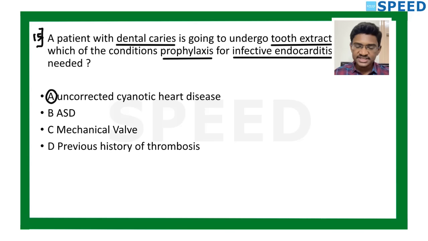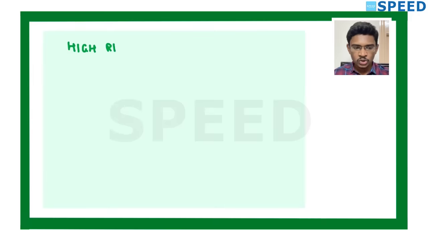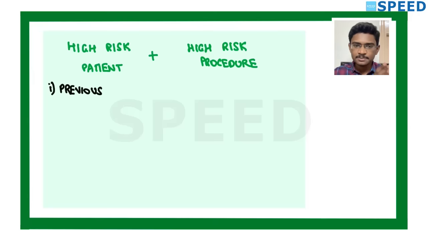A, uncorrected cyanotic heart disease; B, ASD; C, mechanical valve; D, previous history of infective endocarditis. So when do you give prophylaxis for infective endocarditis? Only when there is a high risk patient with a high risk procedure. Only when both are there should you consider prophylaxis. High risk patient means 4 categories you should remember.